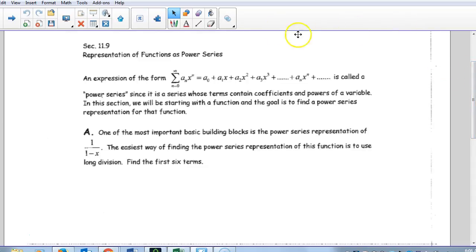So let me grab a pen. It seems like this thing is not working, or is it? I think it might be.